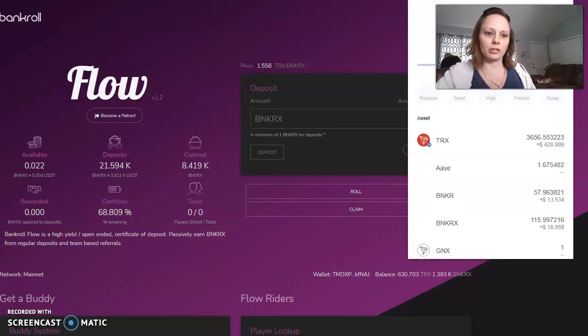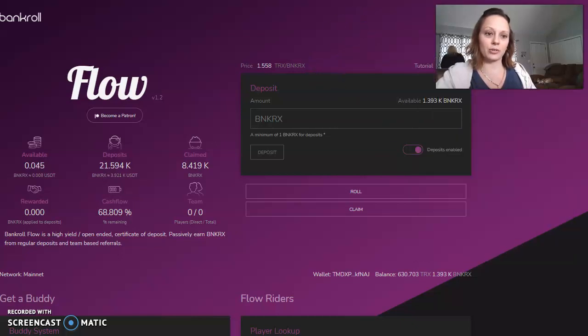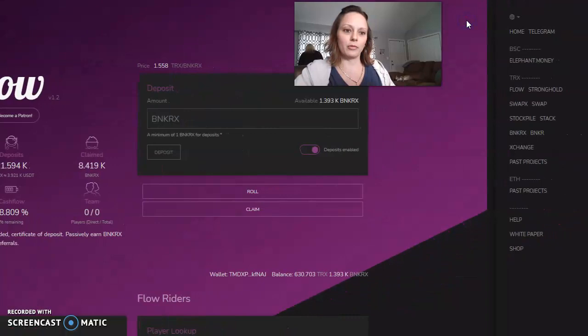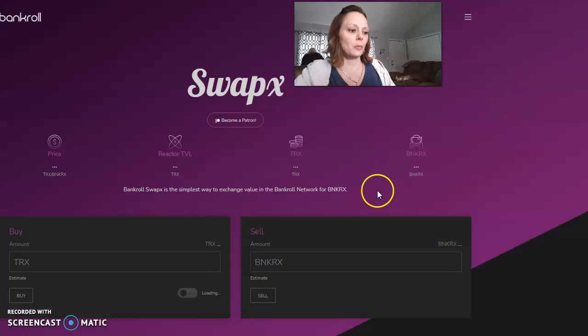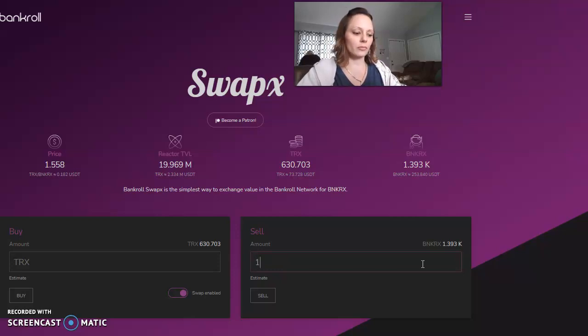So now I'm going to go into the wallet here, and we'll see that BankerX in the wallet. So now I'm actually going to come over here, and we are going to go to SwapX. And we are going to swap our BankerX for Tron. So currently over here it shows I have 1,393 BankerX available to swap. So let's do 1,000, and we're going to transfer that to Tron.